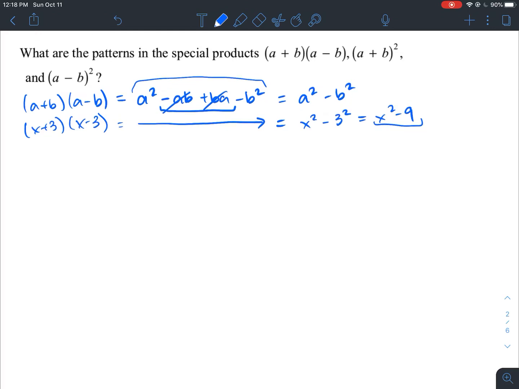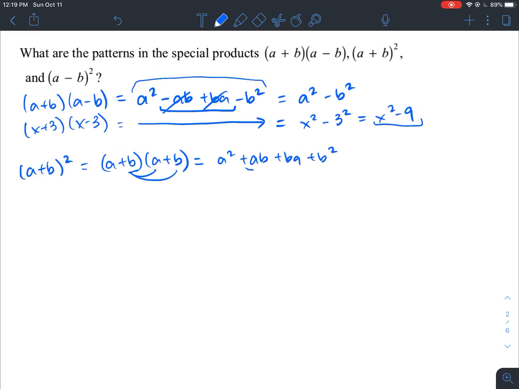Okay, let's try another example of a plus b squared. So this is another special product that does have a pattern. Let's see if we can find it. A plus b squared is the same thing as a plus b times a plus b. So, let's multiply these together. A times a is a squared. A times b is ab. B times a is ba. B times b is b squared.